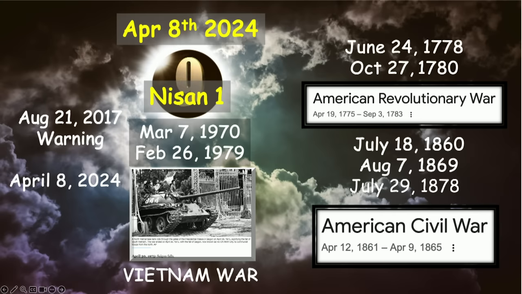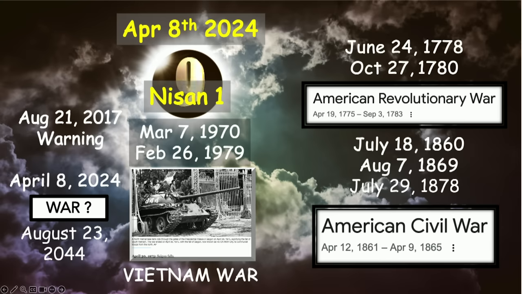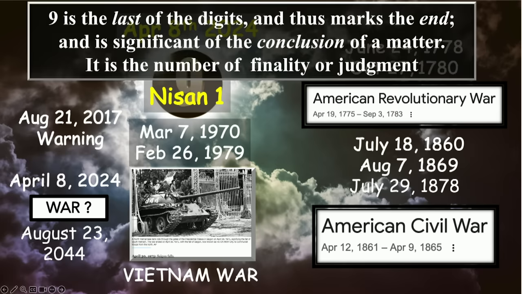August 21st, 2017, that first one that came across, was a warning because I believe we are very likely going to see war next spring in the United States. Could be terrorism. I don't know what. But this is the pattern I'm seeing. The next solar eclipse over the United States isn't until 2044. Also, 9 is the last of the digits and thus marks the end. It's significant of the conclusion of a matter. It is a number of finality or judgment. So 2017 was the 8th one. This one coming up is the 9th one.